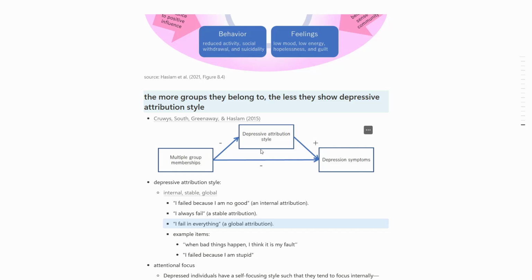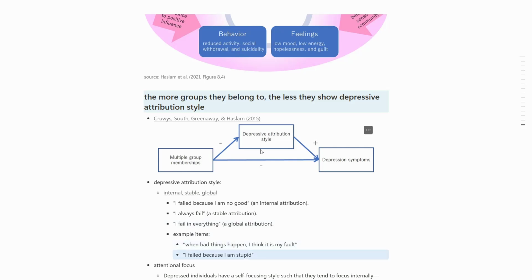So maybe people fail on something, but they may do well on other tasks. But individuals with depressive attribution style tend to believe that one failure is not only the predictor of another failure in the same task, but one failure is a predictor of all the tasks in the future. So when people make these kinds of attributions, then they tend to have more depression symptoms. So when bad things happen, I think it is my fault. This is like a mixture of an internal and stable and global attribution.